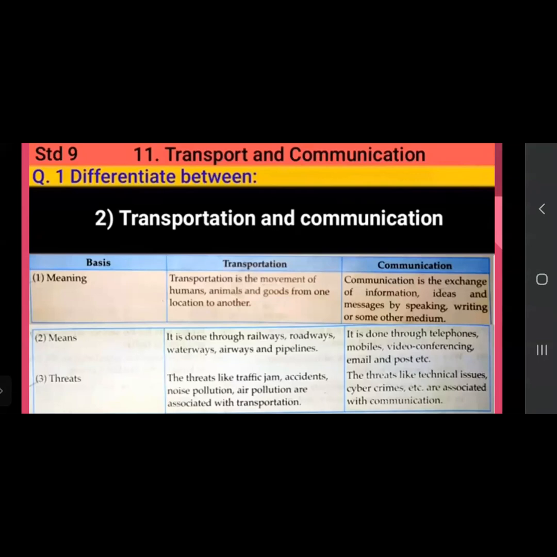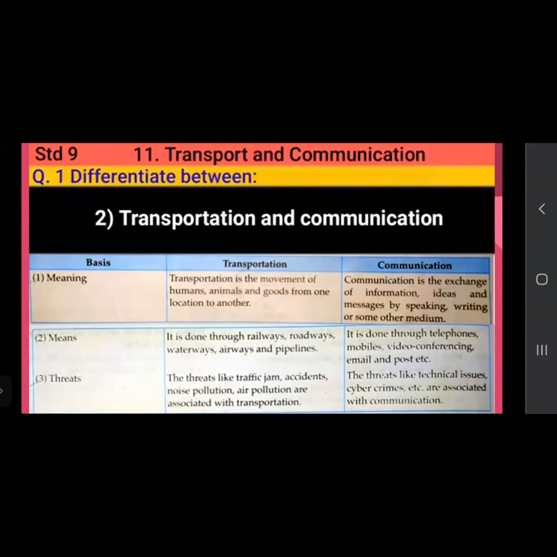Transportation can be done by railways, roadways, waterways, airways, and pipelines. And communication can be done through telephones, mobiles, video conferencing, email, and post, etc. So this is the differentiation between them.